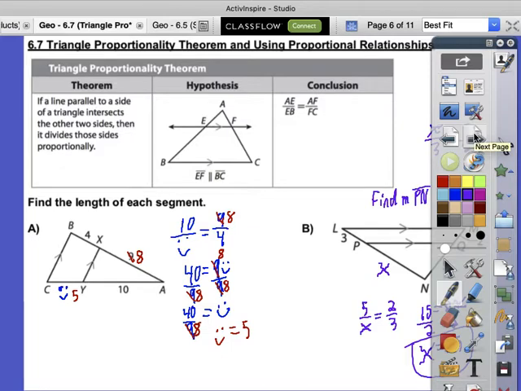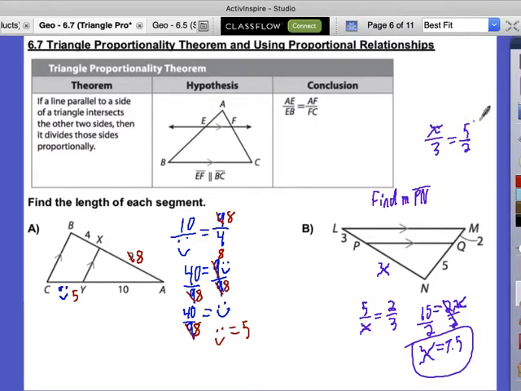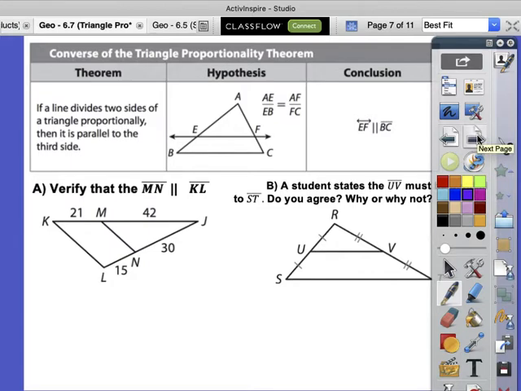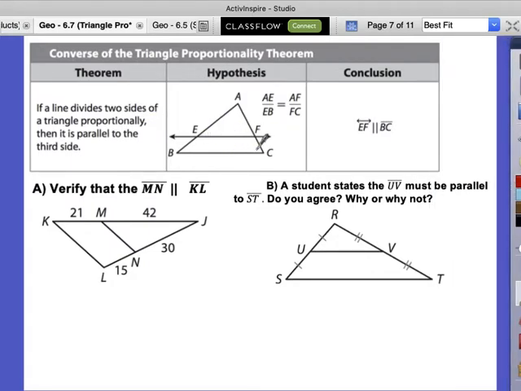So here on the original, we said if a line is parallel to a side and intersects the other two sides, then it divides them proportionally. Now we're going to go the other way around. We're going to say if a line divides two sides proportionally, then it's parallel to the third side. So it's just the opposite, the reverse order of that.